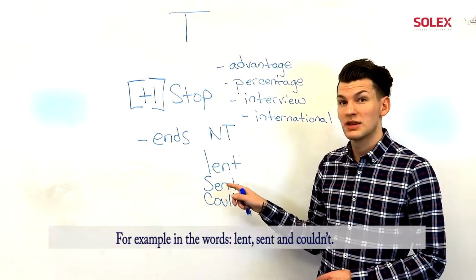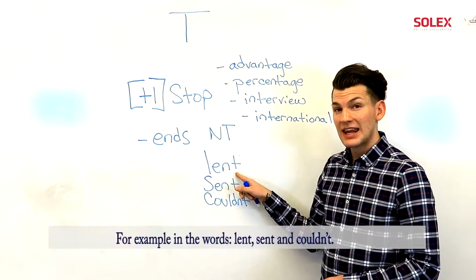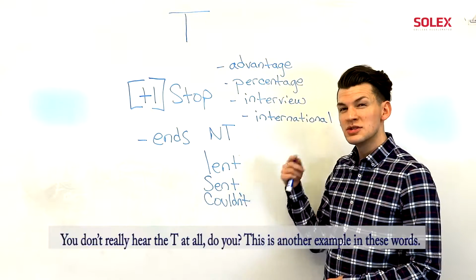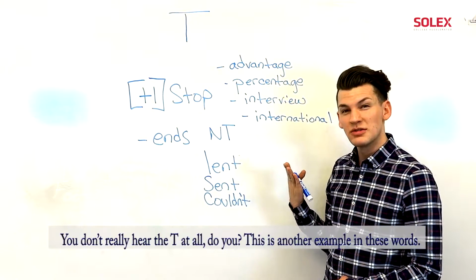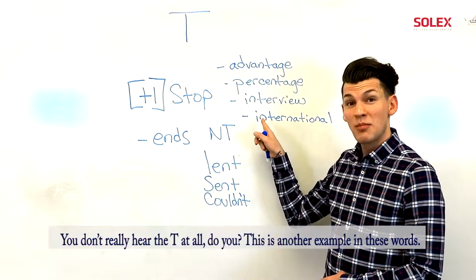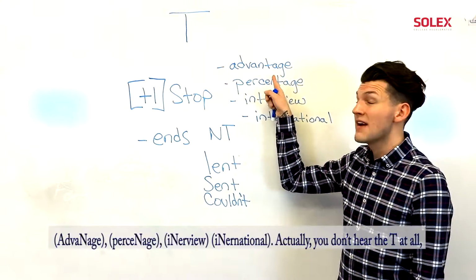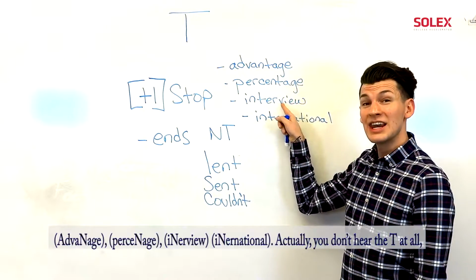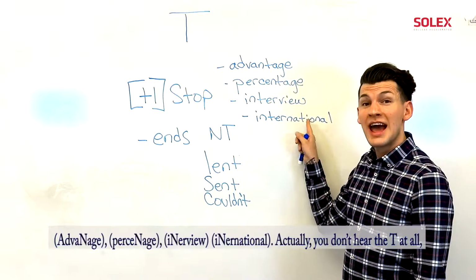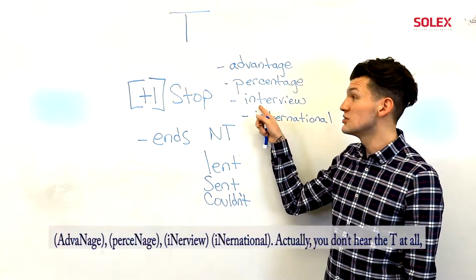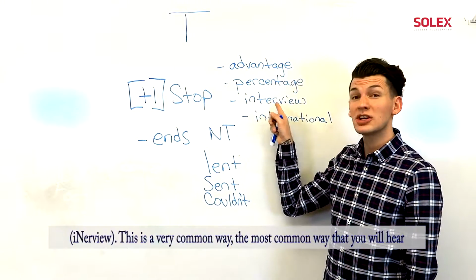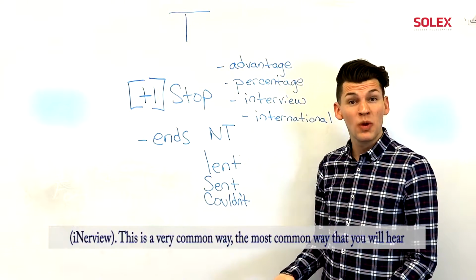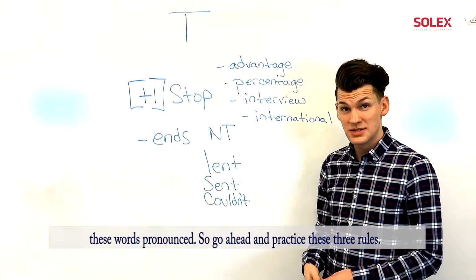For example, in the words len, sen, couldn't, you don't really hear the T at all, do you? This is another example in these words. Advantage, percentage, interview, international. Actually, you don't hear the T at all. Interview. This is a very common way, the most common way that you will hear these words pronounced.